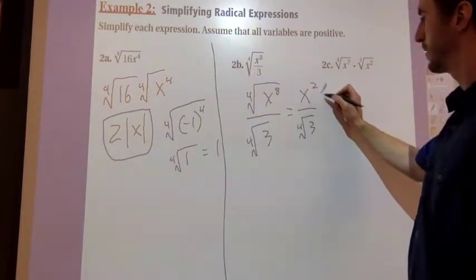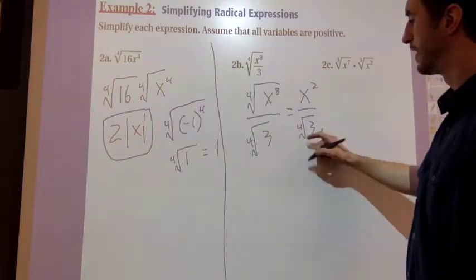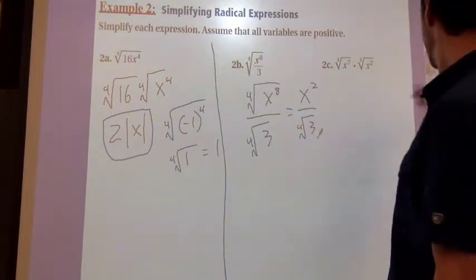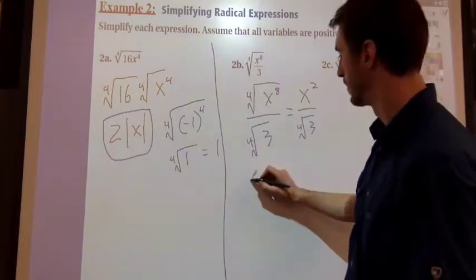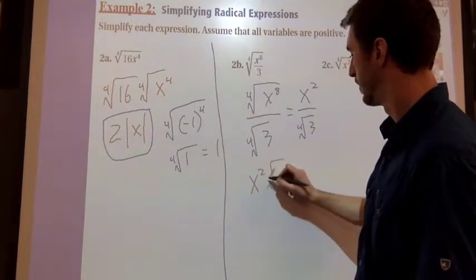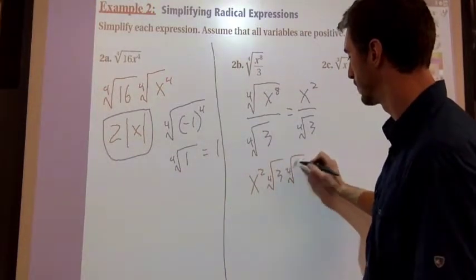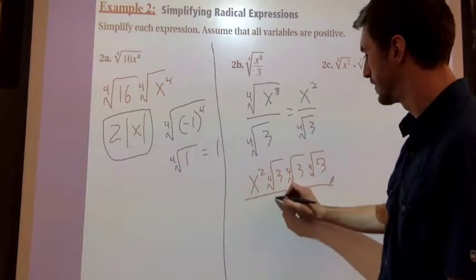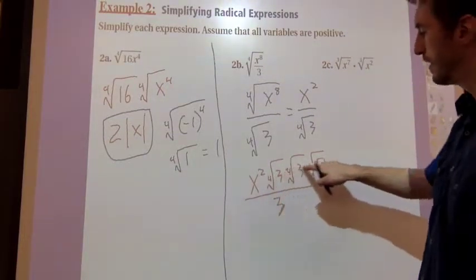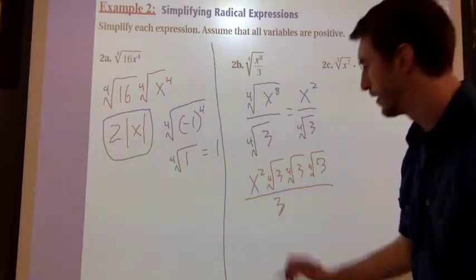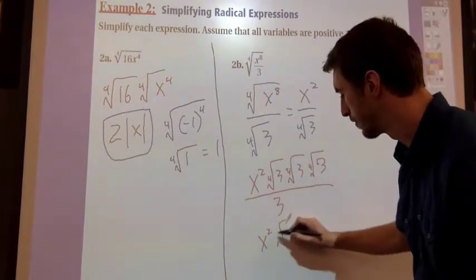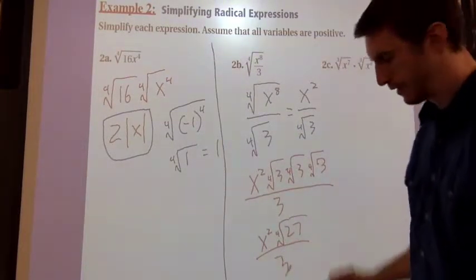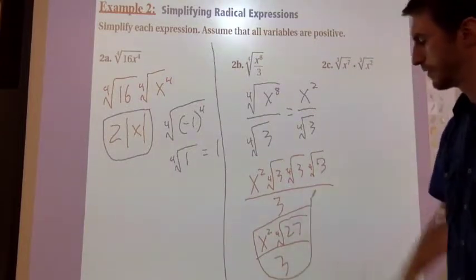So then I need to multiply the top and the bottom by 4th root of 3 more times to get 4 on the bottom. So when I do that, it's going to be x squared times 4th root of 3 times 4th root of 3 times, again, 4th root of 3 on the top, and then it's just going to be 3 on the bottom. And then these 3 multiply together, and I'm going to have x squared times the 4th root of 27 all over 3. And that's my final answer for that one.